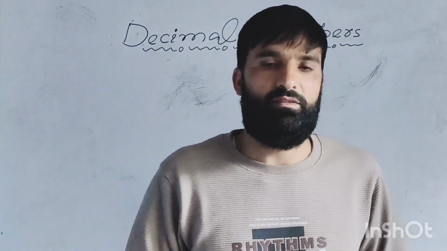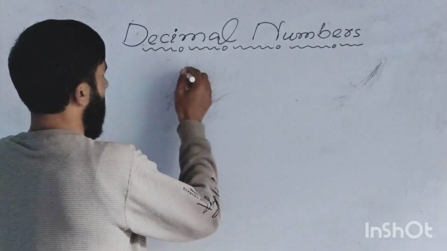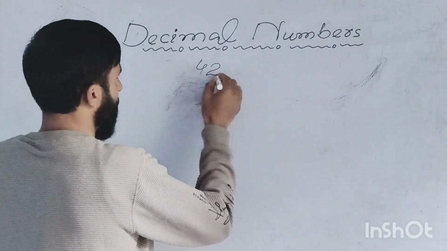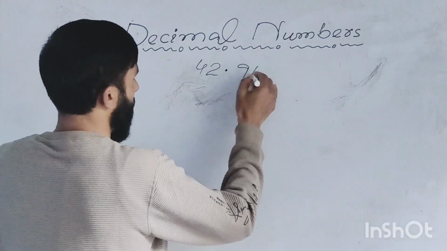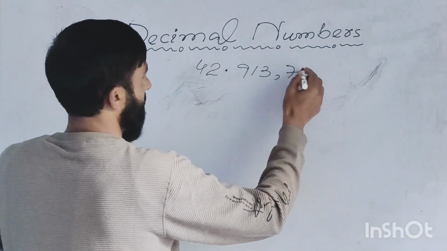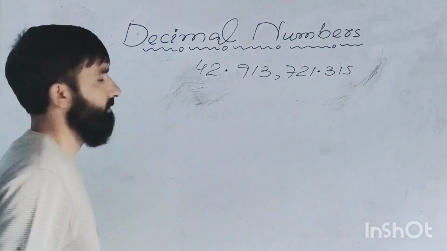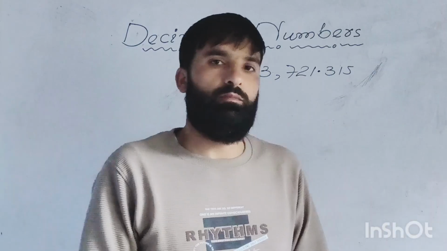Today I will show you how to do basic operations on these decimal numbers: how to add, how to subtract, how to multiply, and how to divide them. Let's start. First of all, let us see how to add. If we have two numbers, 42.913 and the second number 721.315, we are going to add these two numbers.